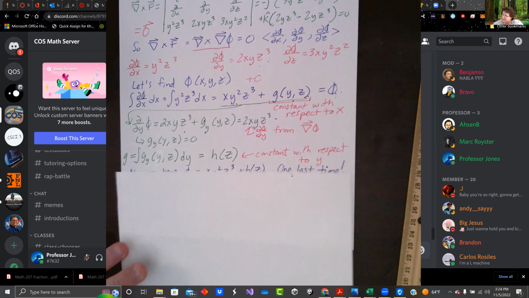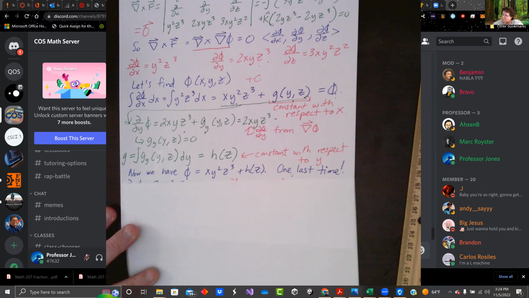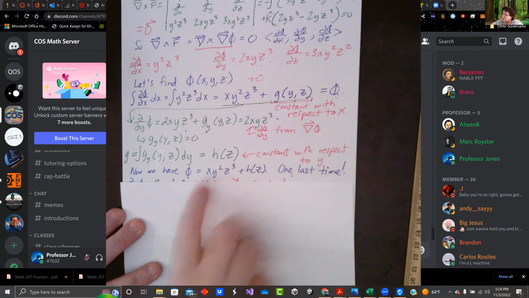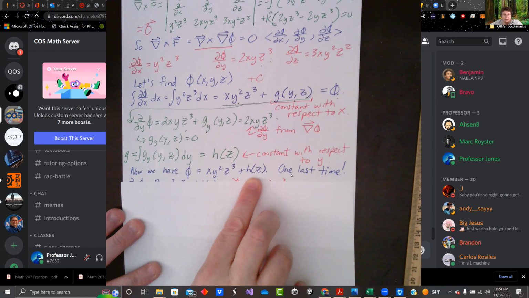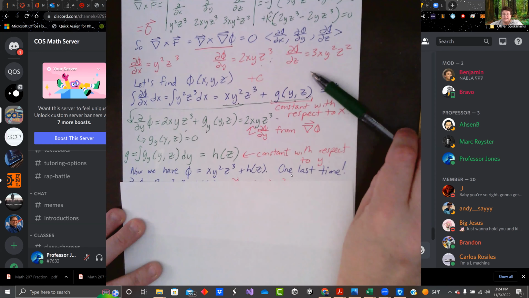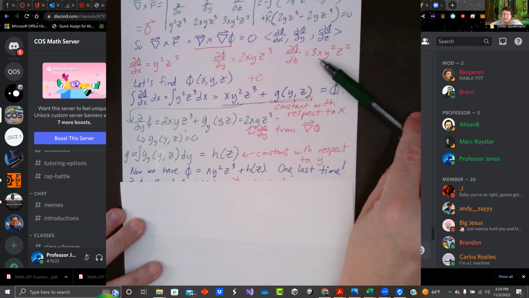So where do we stand? Let's go back and rewrite phi with our current information. I've got phi is xy squared z cubed plus h of z. It turned out g was just a function of z. So I'm going to take the derivative of this with respect to z, and I'm going to pair it up with what we have up here with d phi dz. And then we can find out what h of z is.